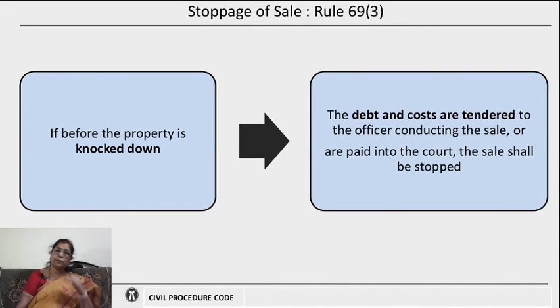Then, whether the sale can be stopped. Rule 69 subclause 3 says that if the property is to be sold in auction and before that property is knocked down, some person comes to the place and tenders the debt and costs of that particular auction to the officer who is conducting the sale, or he pays that amount to the court, then immediately the sale shall be stopped. So, the stoppage of sale can be done before the property is knocked down, not after it is sold.